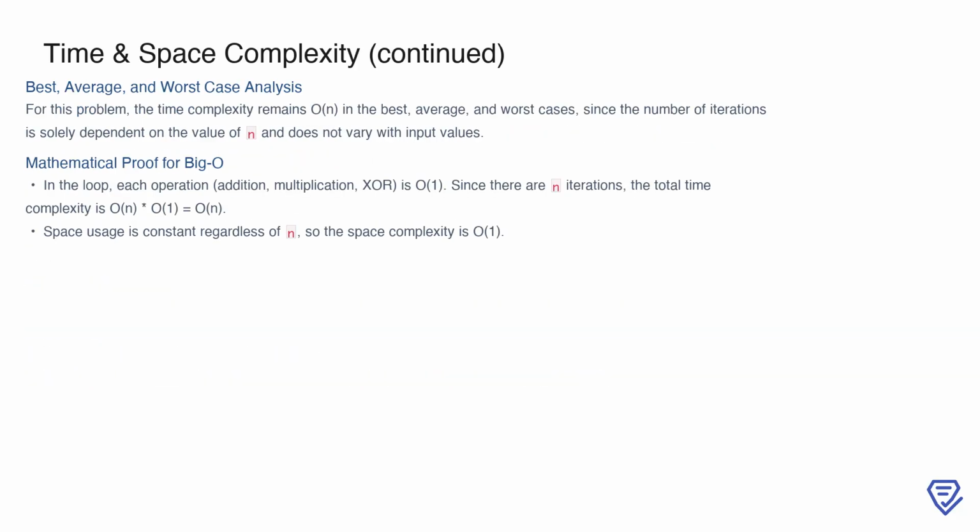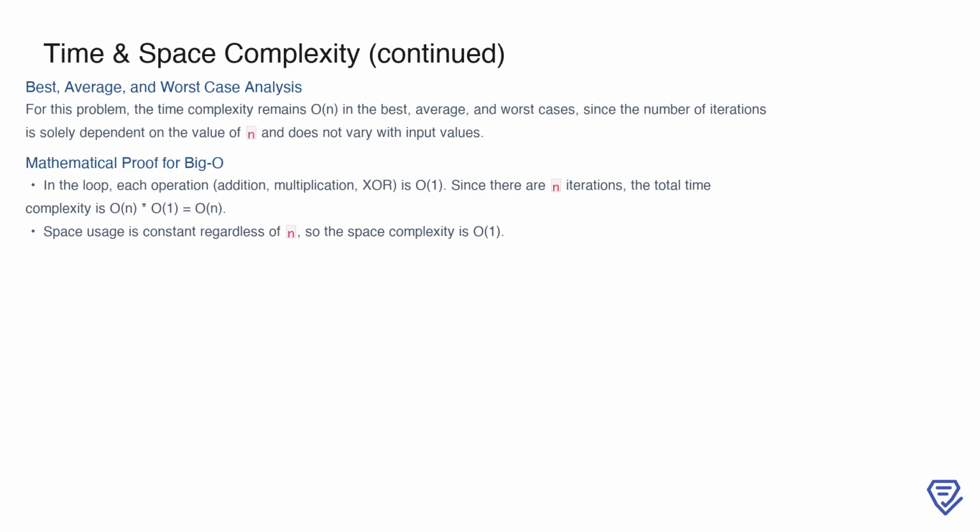Finally, let's consider the best, average, and worst-case scenarios for this problem. Since the number of iterations in the loop depends solely on the value of n and does not vary based on specific input values, the time complexity remains O(n) across all cases. To validate this further, we can use mathematical reasoning. Each iteration of the loop involves constant time operations such as addition, multiplication, and XOR, all of which are O(1). With n iterations, the total time complexity is therefore O(n * O(1)), which simplifies to O(n). On the other hand, the space usage remains constant regardless of the value of n, as no additional memory is allocated beyond the scalar variables.